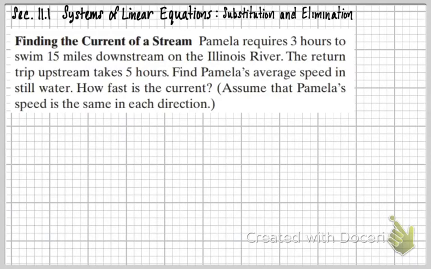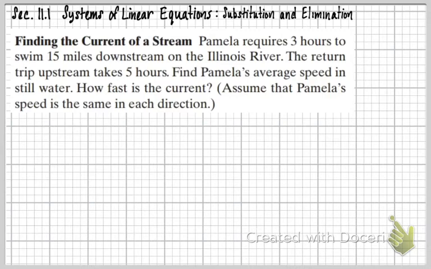Now this problem says, Pamela requires 3 hours to swim 15 miles downstream on an Illinois river. The return trip upstream takes 5 hours. Find Pamela's average speed in still water. How fast is the current?